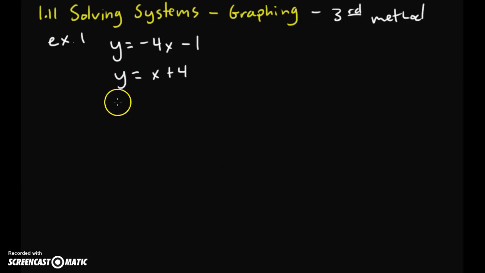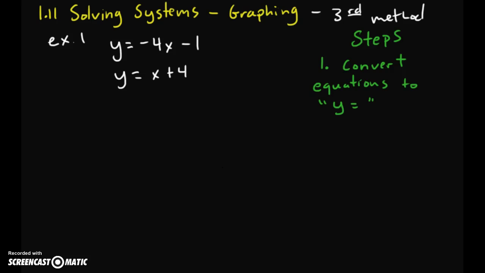So let's go over example number 1. You can see that both of these equations are in slope-intercept form, and when they're in slope-intercept form, it's really easy. So the first step in solving using graphing is to convert them into y equals. Well, both of them are in y equals. You can see that right here. So first step, you're good.